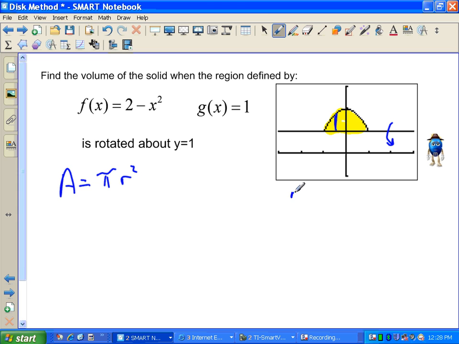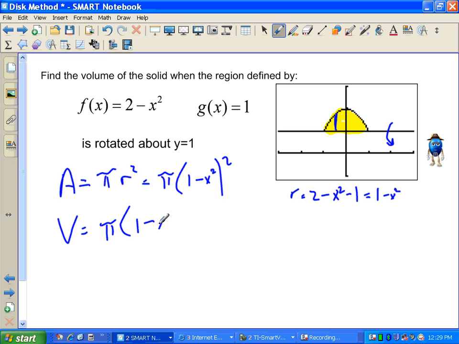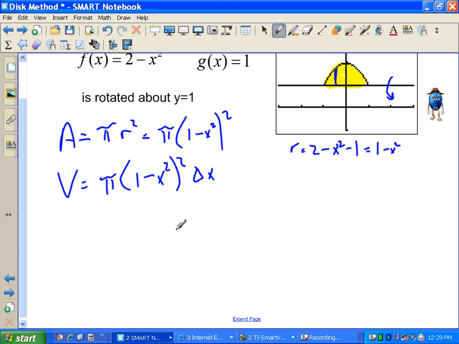So my radius is going to be 2 minus x squared minus 1, which turns out to be 1 minus x squared. Okay, so my area is going to be pi times 1 minus x squared squared. Volume, pi times 1 minus x squared squared times delta x, the thickness of a slice. Okay, that gets me one slice.